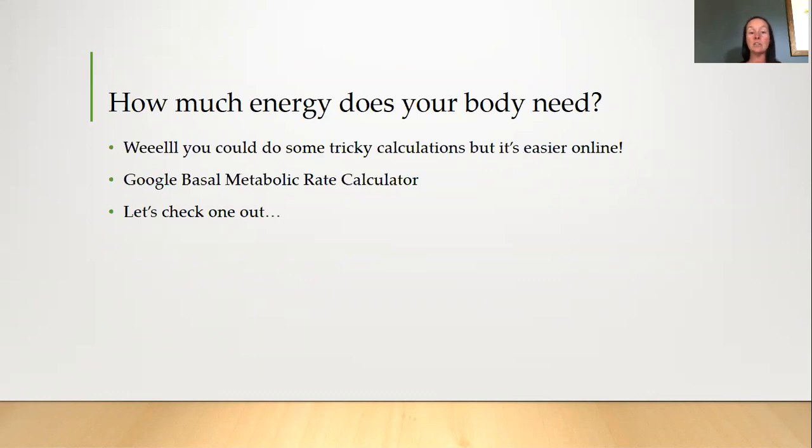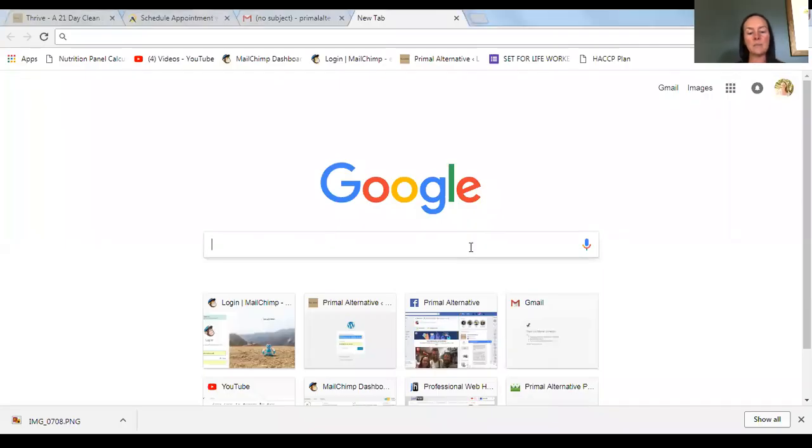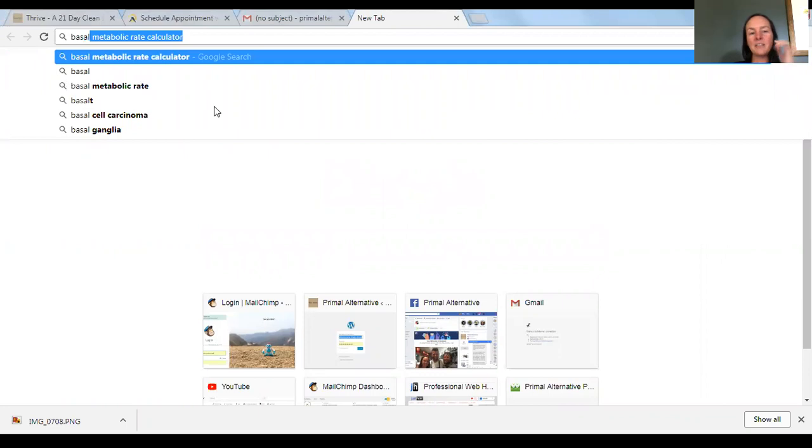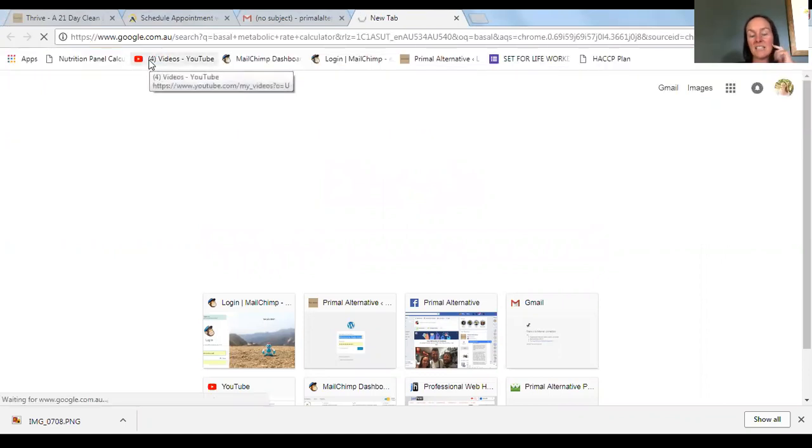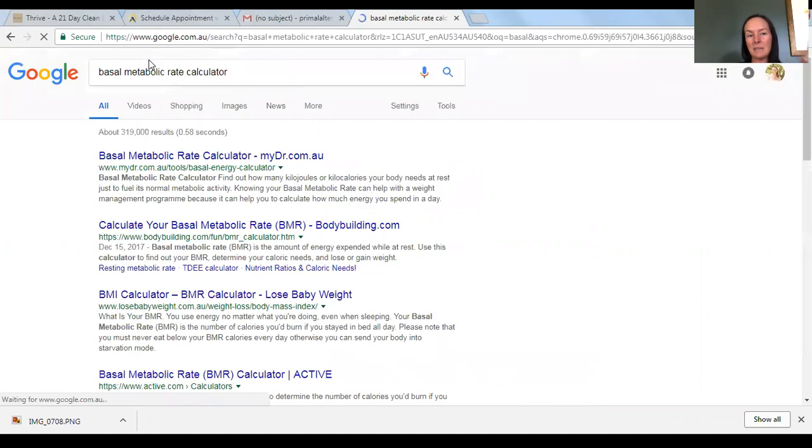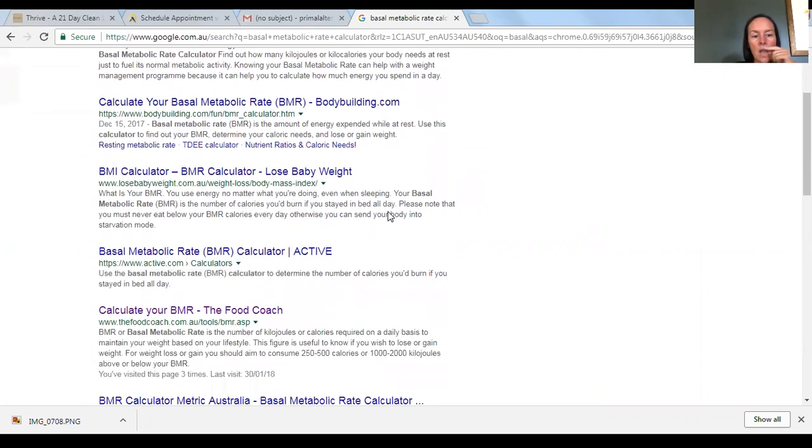You can do some tricky calculations, but it's so much easier to do it online. So I'm just going to stop this share. Hello, bigger face now. I'm going to take you to Google because Google is so cool. I'm just going to type in the search bar basal. Oh look, I've done it before. Basal metabolic rate calculator. So that basically means how much energy your body needs just to survive. Okay, so you can see there's loads of them.